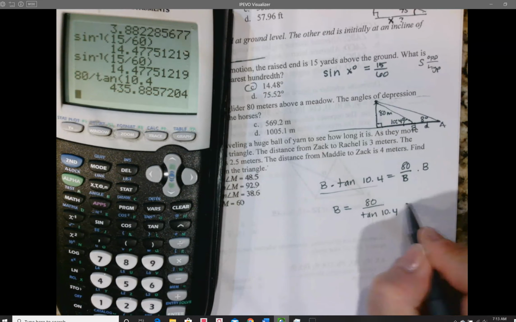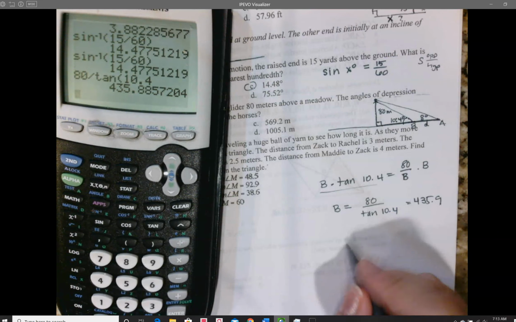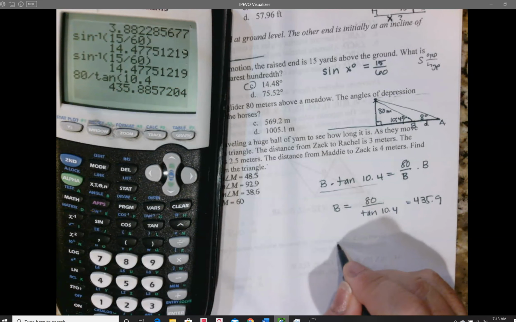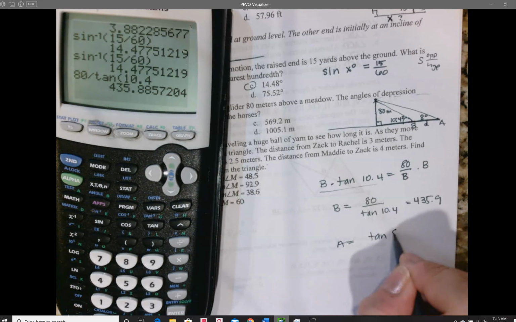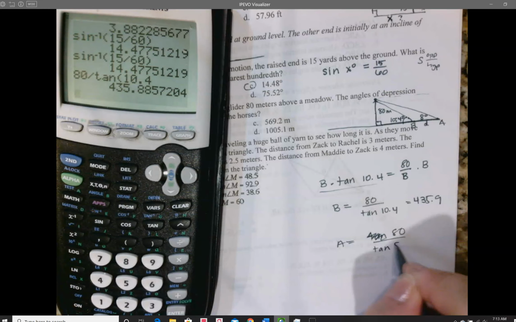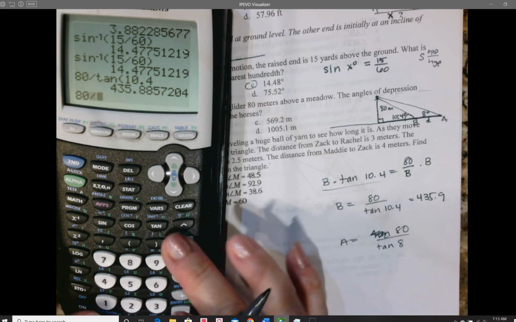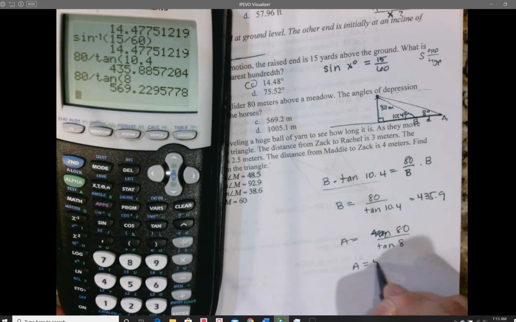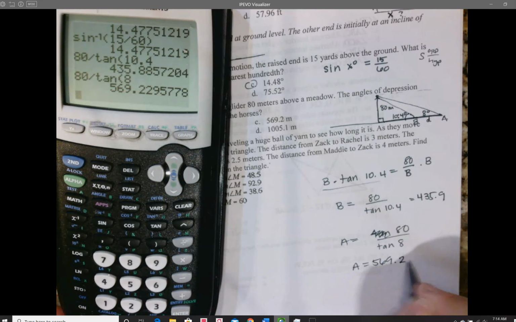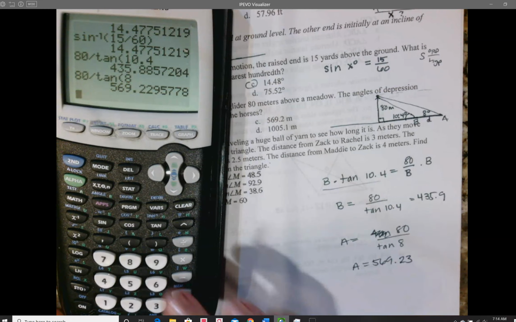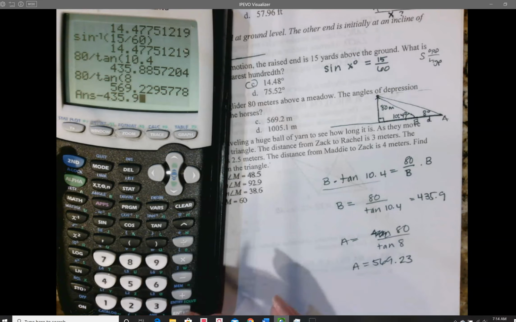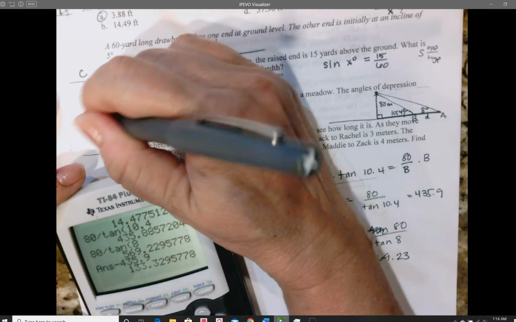So that's going to be 435.9. And then to get A, I'm going to do the same thing. A is 80 divided by the tangent of 8. And that is 569.23. So I'm going to subtract those two numbers, because they asked me how far apart the horses are, and I get 133.3. So that's choice A.